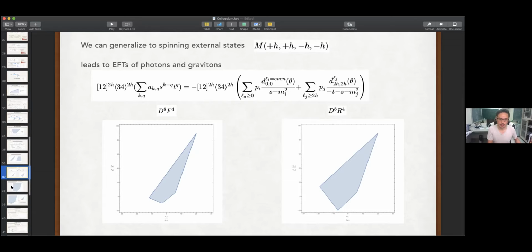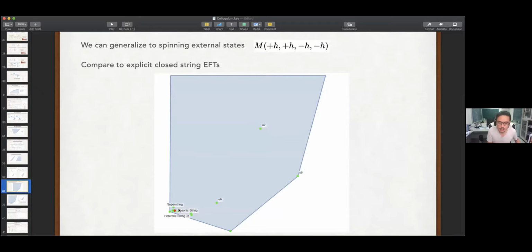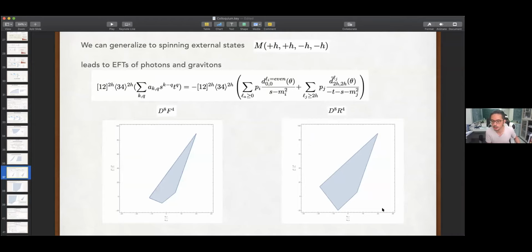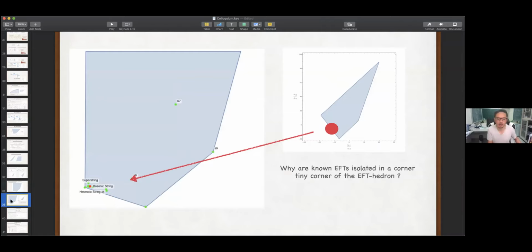Once again, we can look at string theory for this graviton EFT sector. If we look at string theory here, you see that I have superstring, bosonic string, and heterotic string. It's a little bit covered up by the labeling. But the point is that they're all sitting around a very tiny region. But actually, the original region is not very big already, because these ratios are in a very finite region. But it turns out that the known EFTs are always in some tiny corner. So we would like to ask why. Why is it that this space is basically carved out by just assuming that you have unitarity in the UV, but whenever we look at explicit EFTs, they're always sitting in these tiny corners of the allowed region?